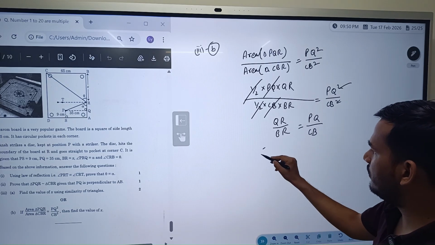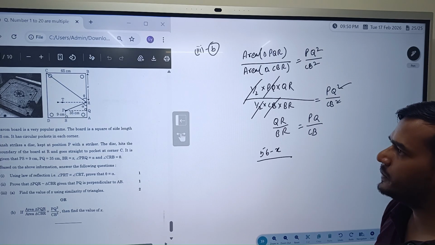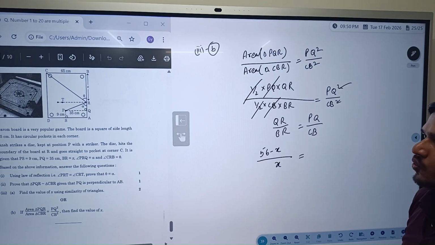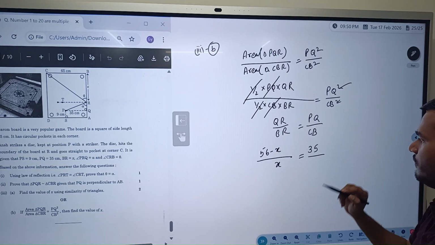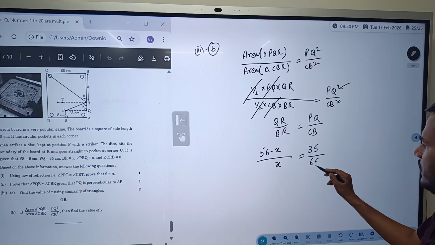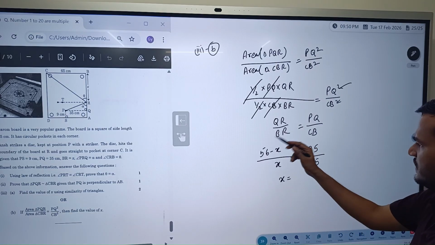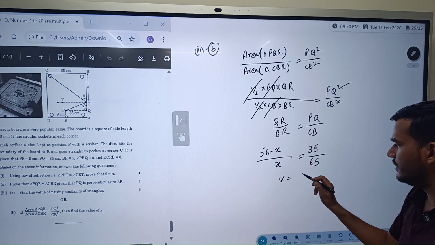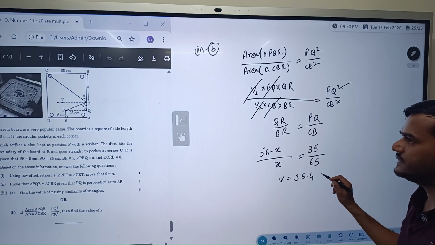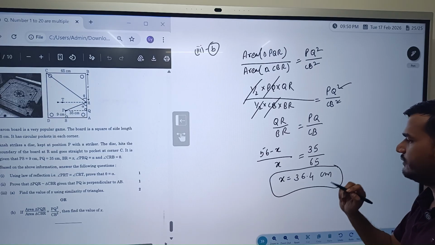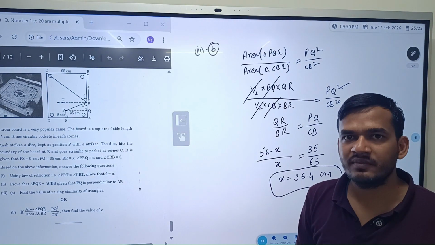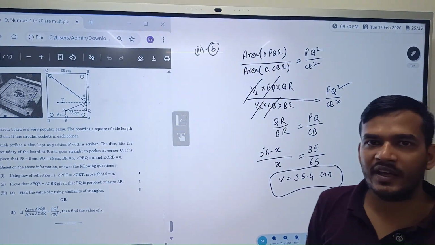QR we calculated in the last part as 56 minus x. BR is x, PQ is 35 upon CB, which is 65. When you solve it, you get the same thing as in the last part, so you can refer to that: x is equal to 36.4 centimeters. So this was the last question. And okay, thank you for watching this video.